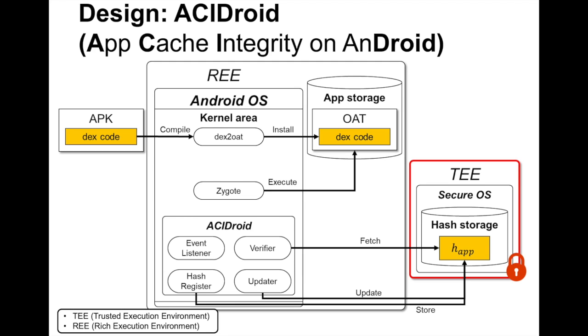This is our proposed system. Our system has 4 components: event listener, hash register, verifier, and updater. The system works in a rich execution environment, such as Android. And we also calculate the hash from the app cache file and store it in a trusted execution environment, such as TrustZone. I will explain each component in detail.